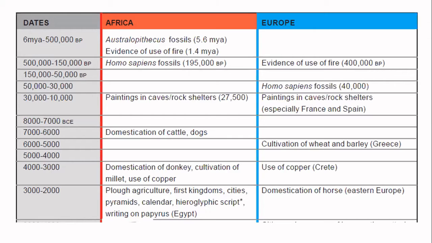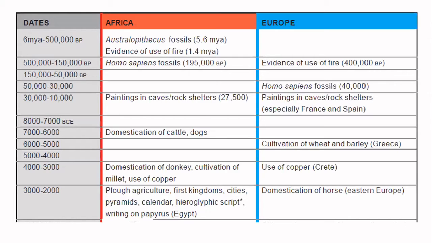4,000 to 3,000 years ago, we saw the domestication of donkey and cultivation of millets, and we also have found evidence of use of copper. Again, use of copper has happened in Crete in Europe as well. This is also 4,000 to 3,000 years ago.